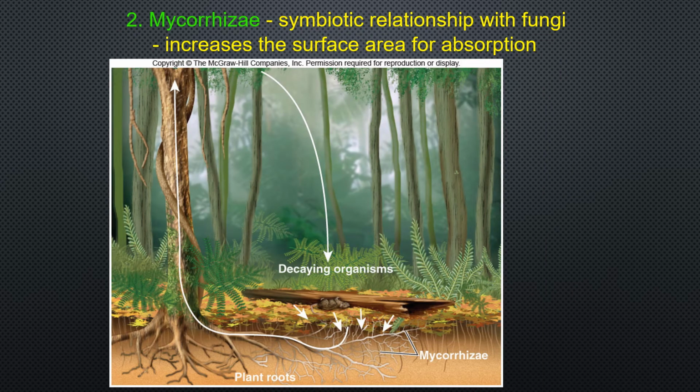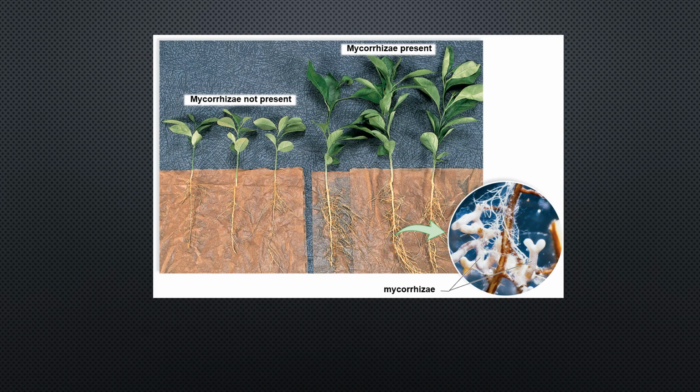The second way that plants adapt to poor soil is by utilizing what we call mycorrhizae. And mycorrhizae is a symbiotic relationship of the plant root with a fungi. And this increases the surface area of the roots for absorption. So it helps to absorb those nutrients from the soil. The more space you can cover, the more nutrients you can absorb.